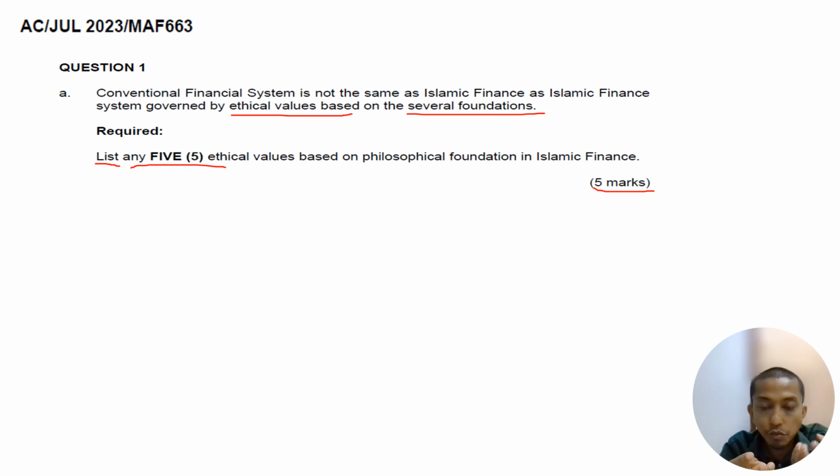So you see this situation. You explain with a lot of paragraphs, and your friend just lists down the answer. Both of you are going to get the same mark, but your friend just needs a few minutes to list down, but you need more than your friend, because you put it in paragraphs. Okay, so list any 5 ethical values.